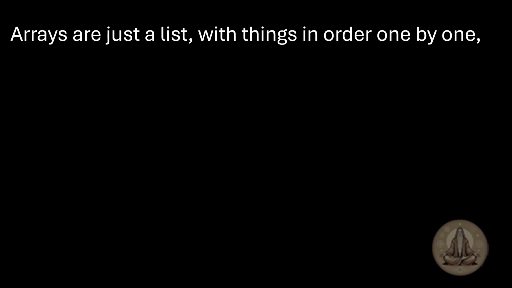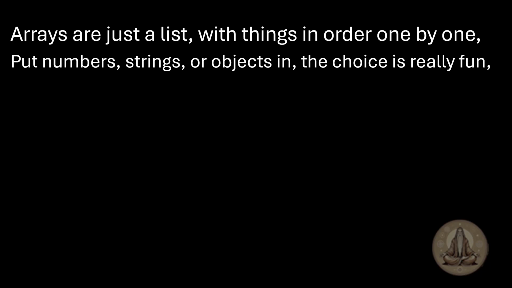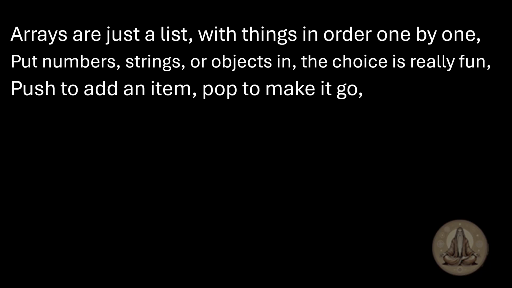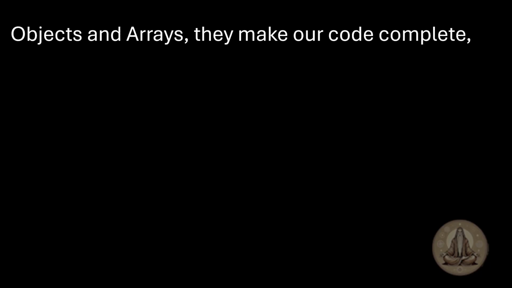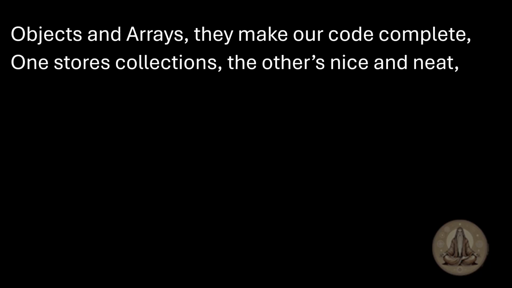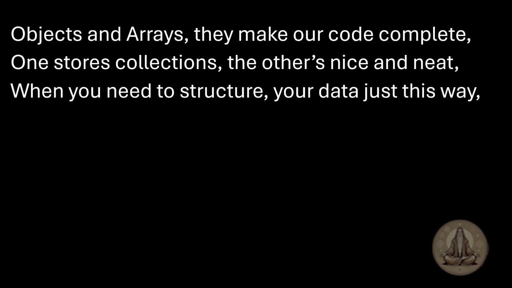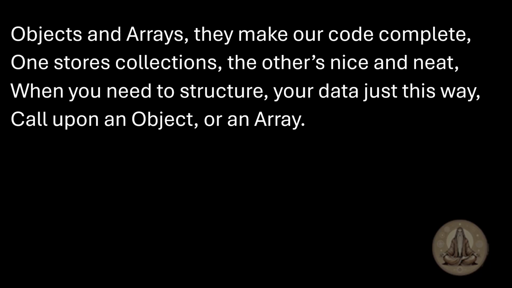Arrays are just a list with things in order one by one. Put numbers, strings, or objects in, the choice is really fun. Push to add an item, pop to make it go. Shift or unshift to the front, now you're in the know. Objects and arrays, they make our code complete. One stores collections, the other's missing need. When you need to structure your data just this way, call upon an object or an array.